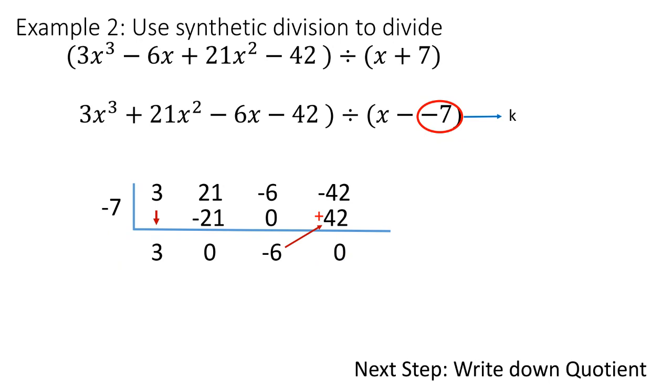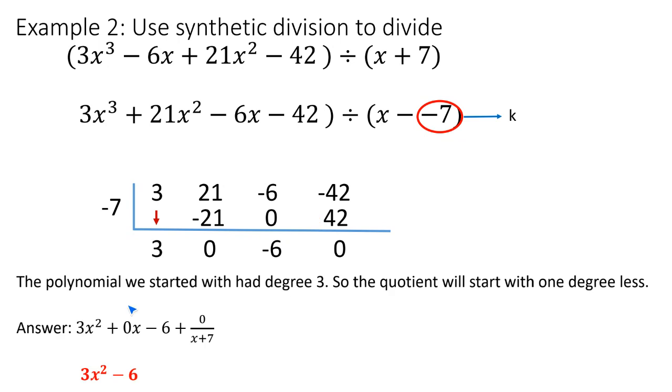So our quotient is going to be 1 degree less. So we have x cubed, so 1 degree less would be a 3x squared. And then we don't have an x, right? So we have a 0x. And then a minus 6 plus your remainder of 0 divided by the divisor. And you can simplify here. You don't have to leave it as 0x. You can just get rid of that. And so this would be your answer that you enter into the WebAssign.